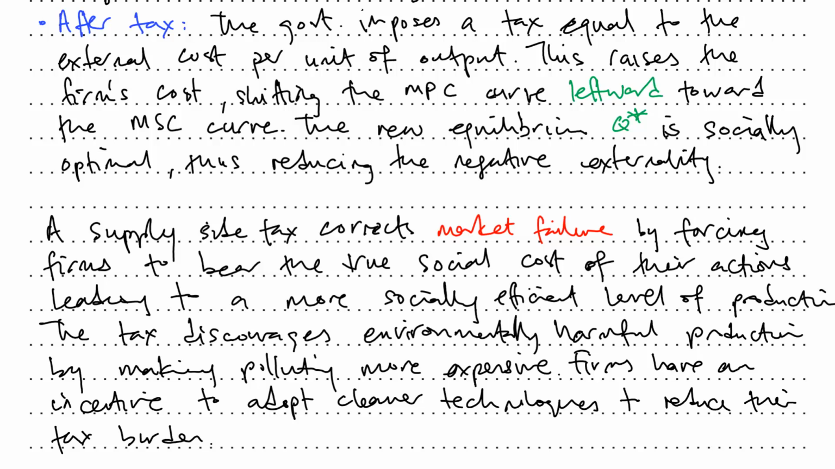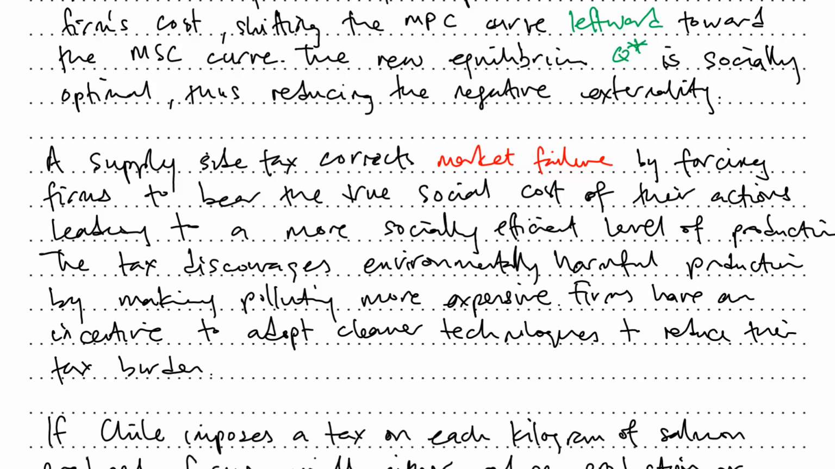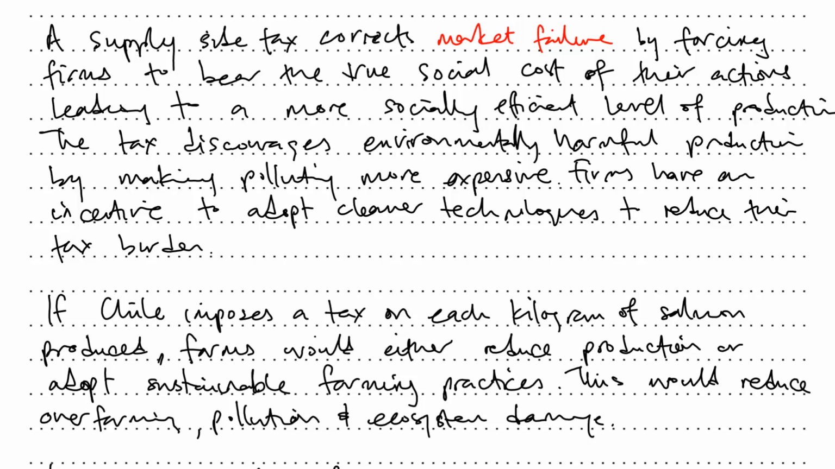The second bit is, I guess, maybe you can talk a little bit about theory. So a supply-side tax corrects market failure by forcing firms to bear the true social costs of their actions, leading to a more socially efficient level of production. The tax discourages environmentally harmful production by making polluting more expensive. Firms have an incentive to adopt cleaner technologies to reduce their tax burden.